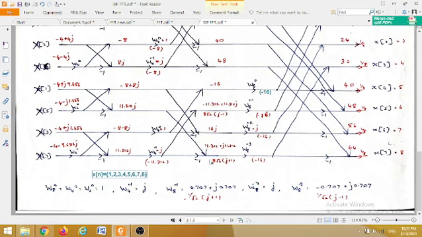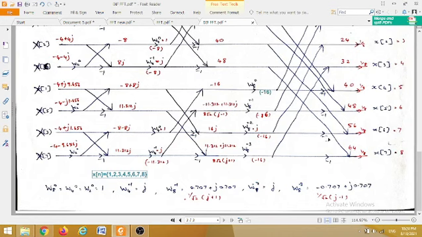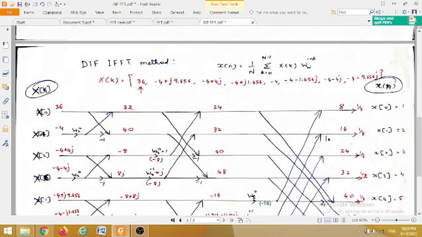We know we started with x of n equal to 1, 2, 3, 4, 5, 6, then found x of k, then found x of n using the inverse process. So using FFT we got x of k, and using IFFT again we got back the original sequence x of n. Okay. So this is the DIF, FFT and IFFT method. Okay. So in the next class we can discuss further.